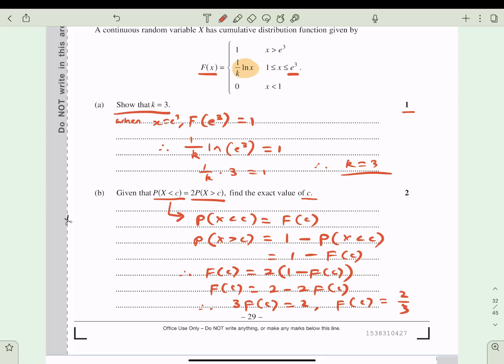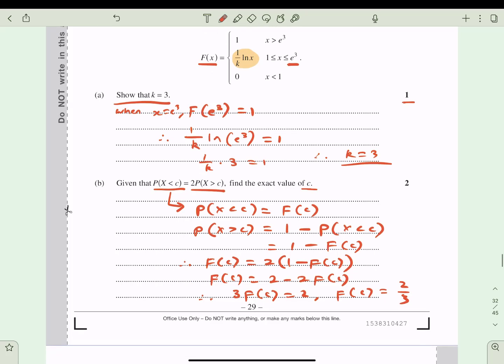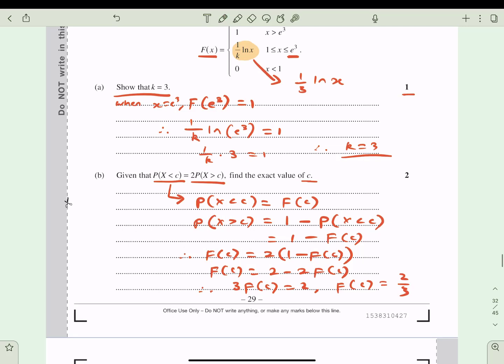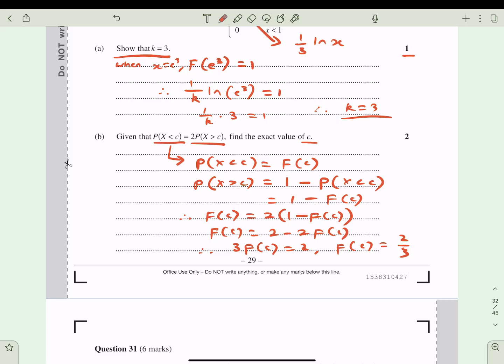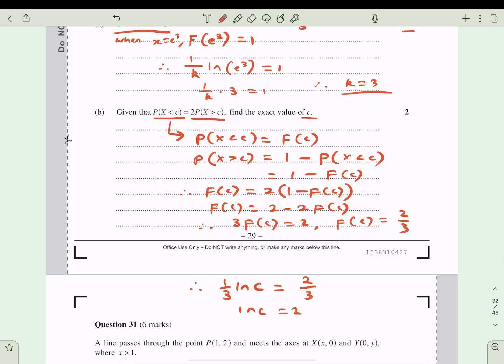So now we are tasked with finding the value of c. So remember that we figured out from part A that k is equal to 3. So what that means is that my equation for F of x is actually 1 on 3 ln x. So now we need to solve for x if F of c equals 2 on 3. So we say, therefore, let's write it here, 1 on 3 ln c equals 2 on 3. Therefore, ln c equals 2, and c must equal e squared. So my answer for part B is therefore c equals e squared.